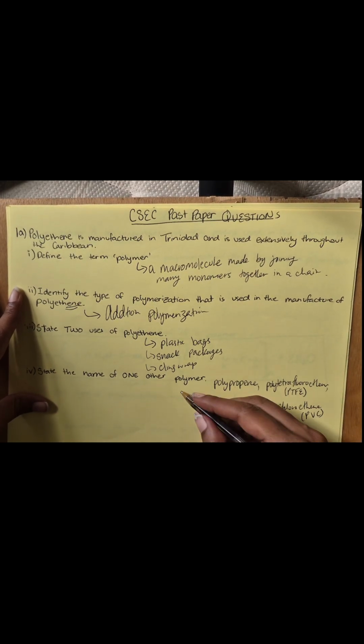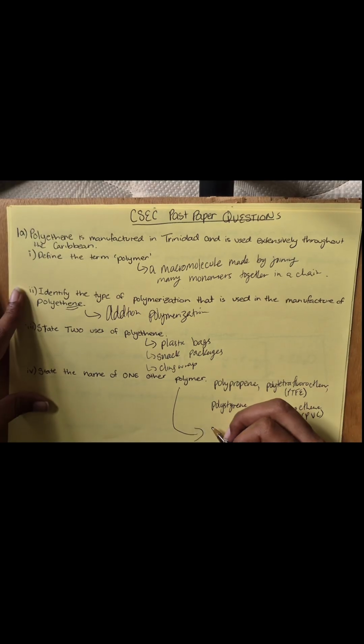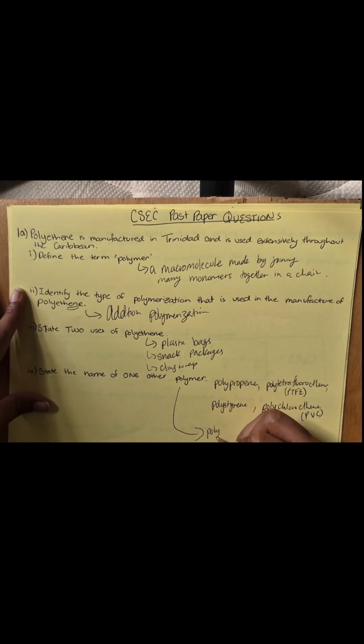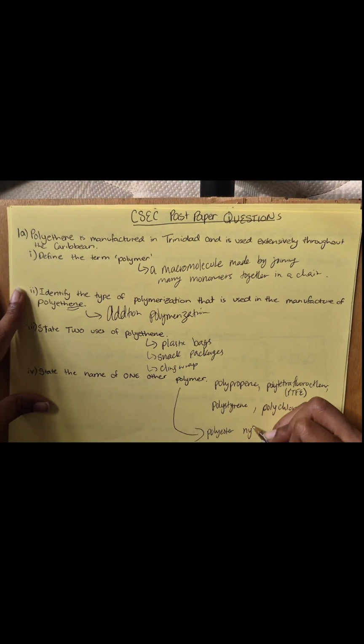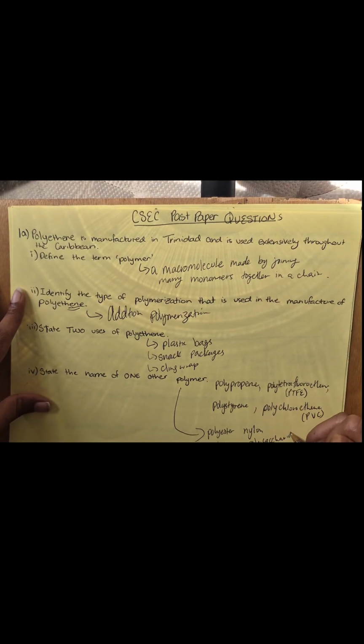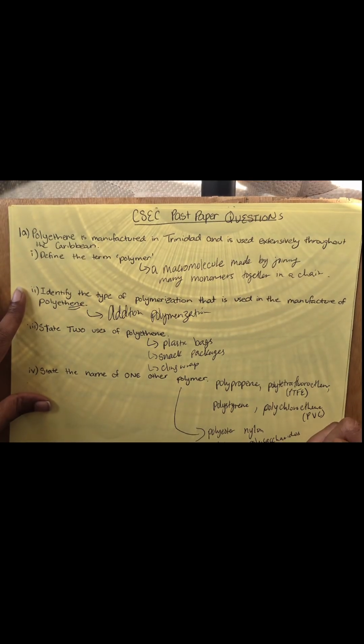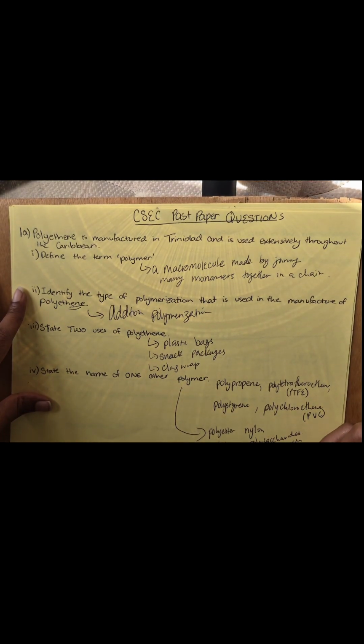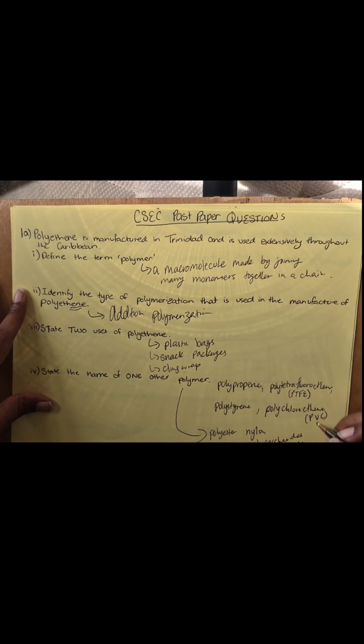You could also say polymers that are not polyalkenes. We could do polyester, we could do nylon, we could do proteins, and we can do polysaccharides, right? Or we could even list the actual polysaccharides. We could say starch, we could say glycogen, we could say cellulose. So you have all these options to get that point.